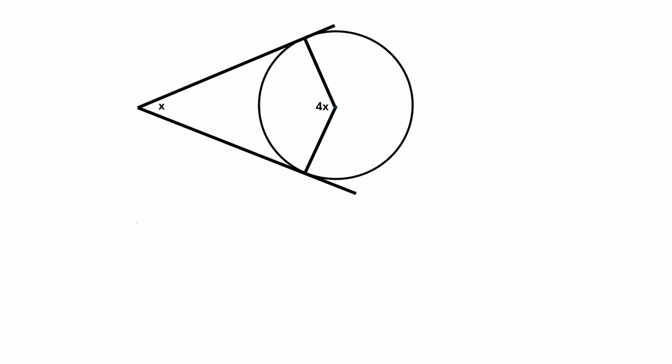Now, another example is this one. They told you to find the size of angle x. Okay. If you remember, I said this angle plus this angle always makes 180. So we'll say x plus 4x make 180. That means 5x equals 180. That means x is equal to 180 divided by 5, which is 36. Finished. How easy. Next and last example, I think.